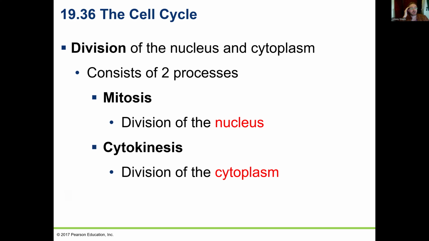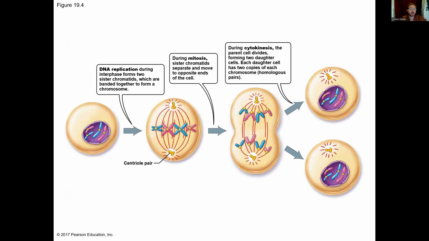Division of the nucleus and cytoplasm consists of two processes. Mitosis is division of the nuclear material and the organelles, and cytokinesis is the final division of the cytoplasm. So this process here, when the cell membrane starts to pinch in a little bit and divide the cell into two components, this is cytokinesis.